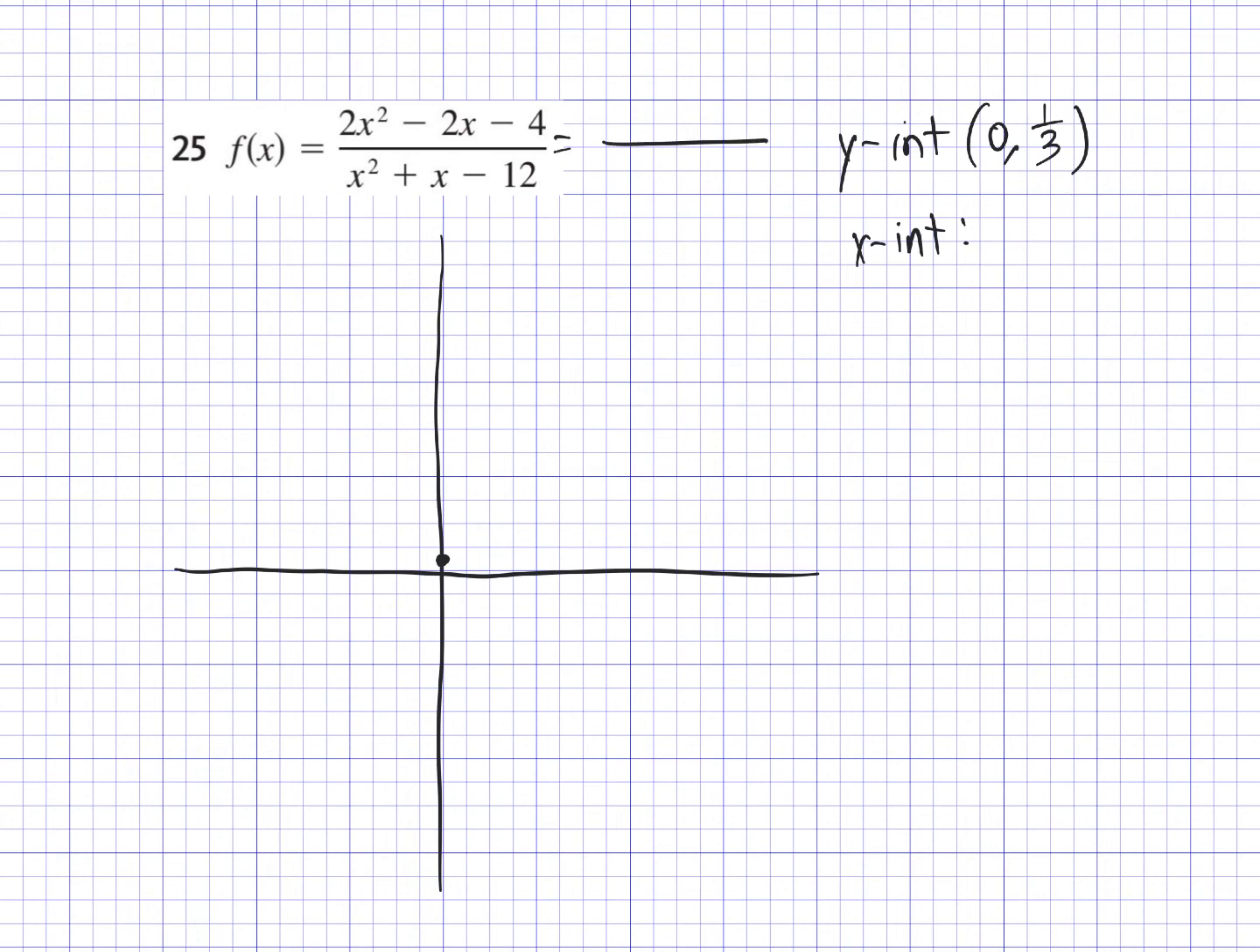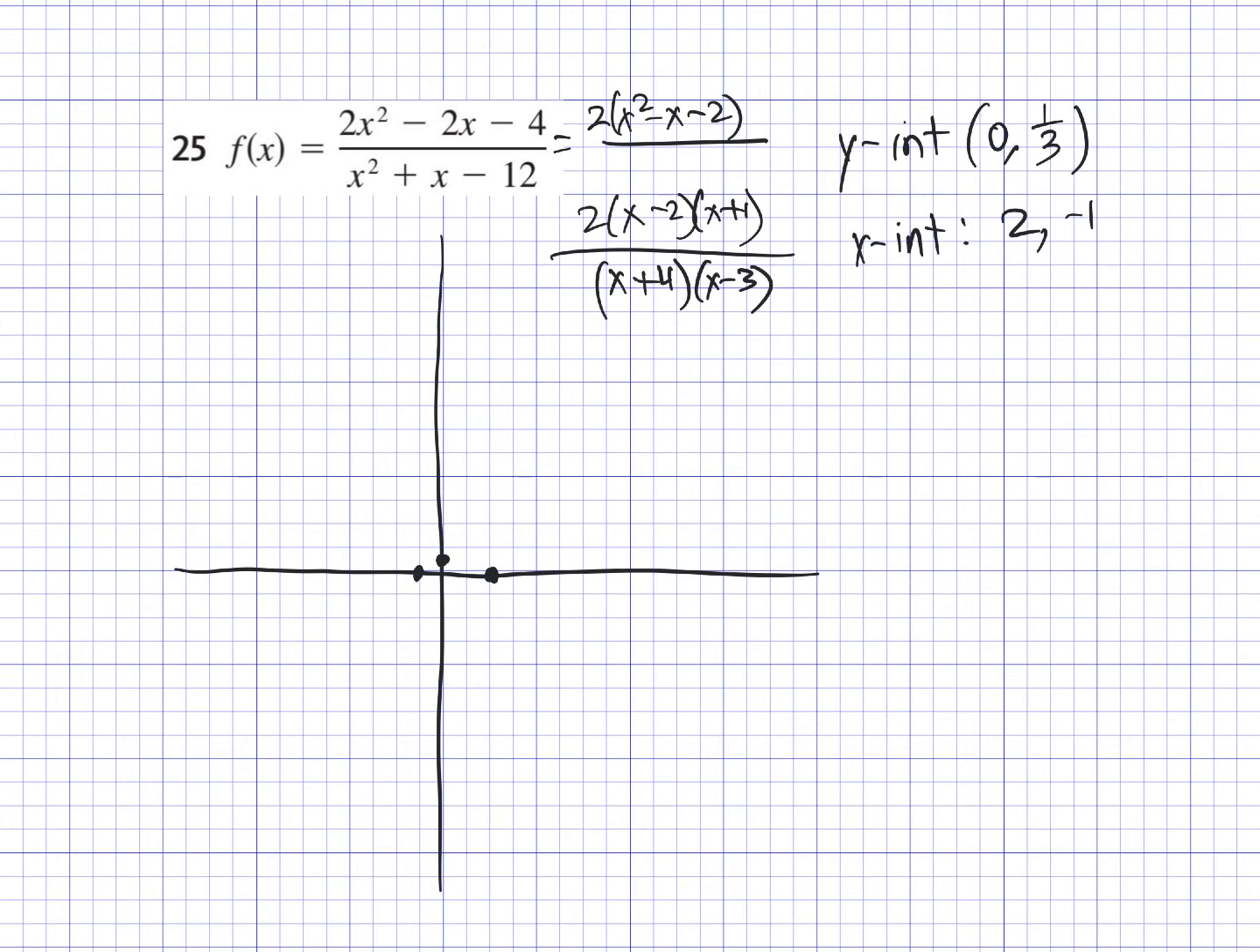Let's factor this. We can factor out a 2, and we get x squared minus x minus 2, which is the same as (x minus 2)(x plus 1). In the denominator, we have (x plus 4)(x minus 3). Okay, so no duplicates there, so no holes. So our x-intercepts would be at 2 and -1.